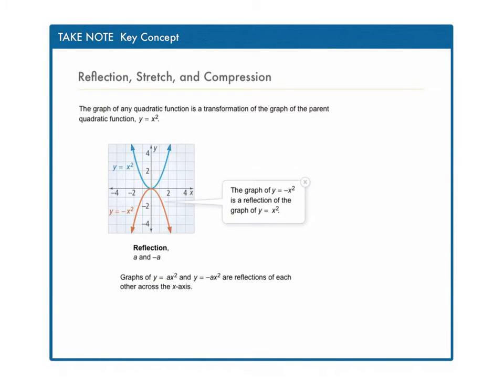We're always going to alter or transform our parent function. And to do so, we're going to talk about reflections, stretches, and compressions. The first one is a reflection. That's really easy to see. That's anytime we take a graph and reflect it over the x-axis, which means it then opens down. In order to do that, we are going to add a negative sign in front of x squared. So our a value is negative anytime the graph opens down. Anytime it opens up, our a value is going to be positive.